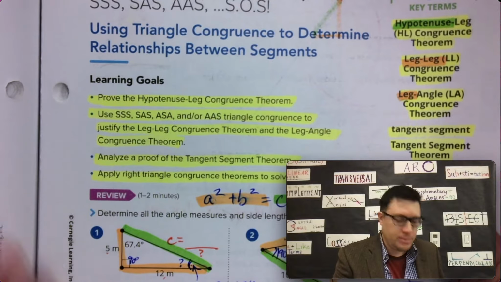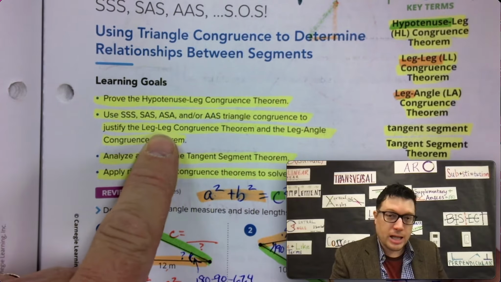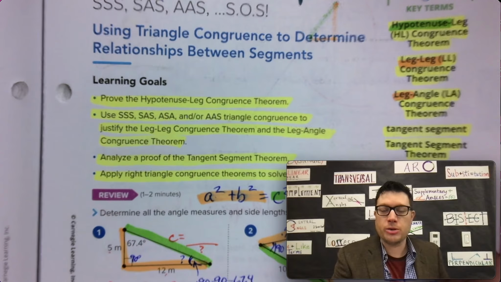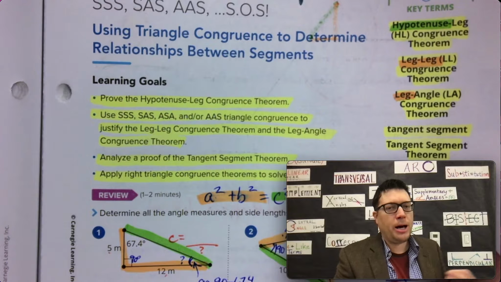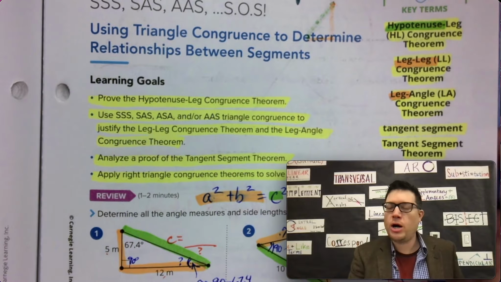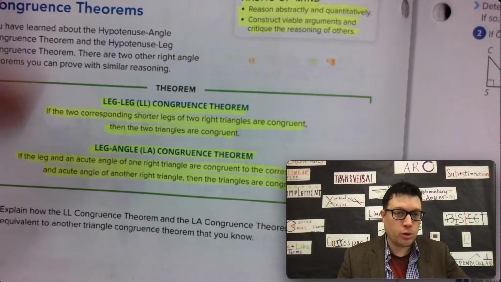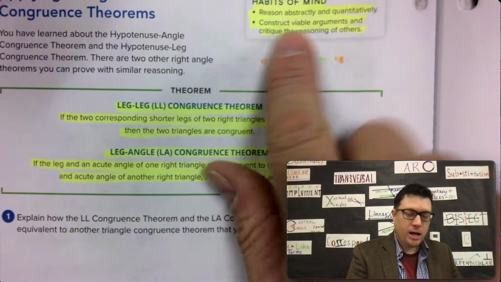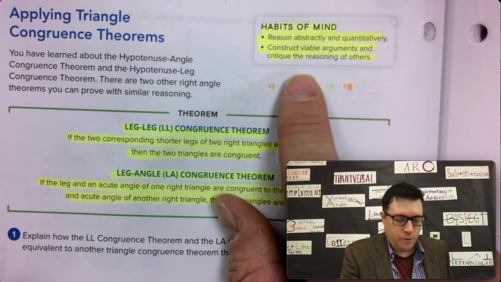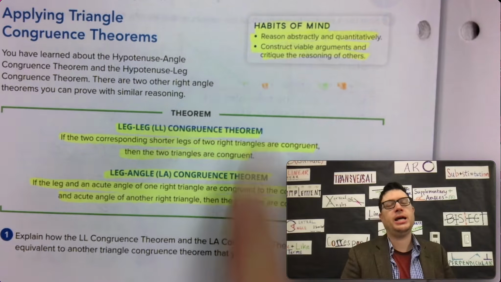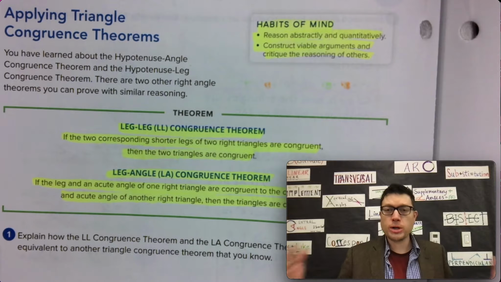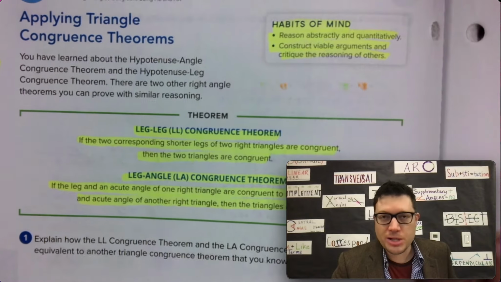Triangle congruence theorems to justify the leg-leg congruence theorem and the leg-angle congruence theorem. We've already justified the hypotenuse-leg congruence theorem. If you haven't watched that video, that's activity one, previous couple of videos here. Please do so. Now, let's actually read what those congruence theorems are supposed to say and, of course, highlight what mathematicians do. We're reasoning abstractly and quantitatively. We're constructing viable arguments and critiquing the reasoning of others.